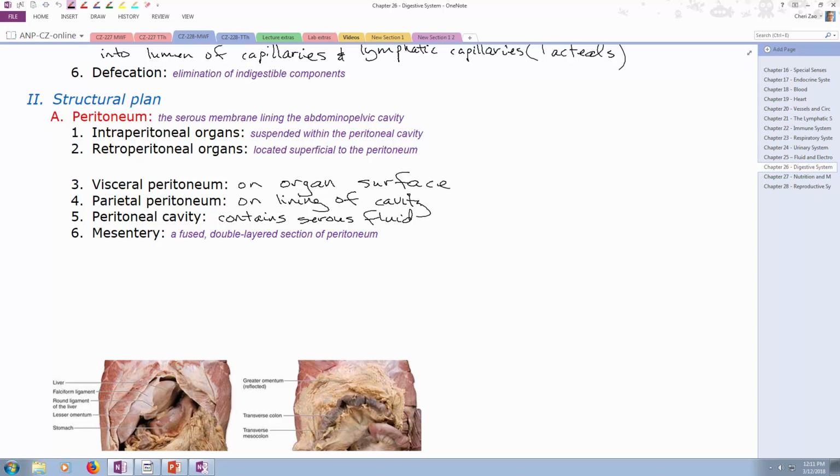Now, I wanted to start there because I wanted to go to intraperitoneal and retroperitoneal organs. Intraperitoneal organs are indeed suspended within the peritoneal cavity, with visceral peritoneum on their surface. Retroperitoneal organs, let's take a look at the notes. It says located superficial to the peritoneum. And so what is the opposite term of superficial? Deep. And so when we say superficial to the peritoneum, we're talking about outside the peritoneum, correct? And so that's what retroperitoneal organs are.